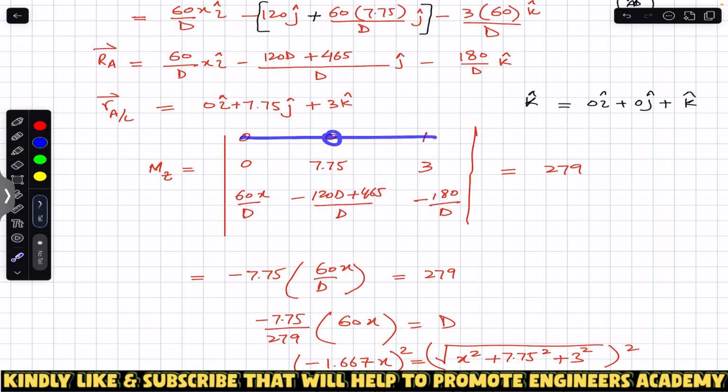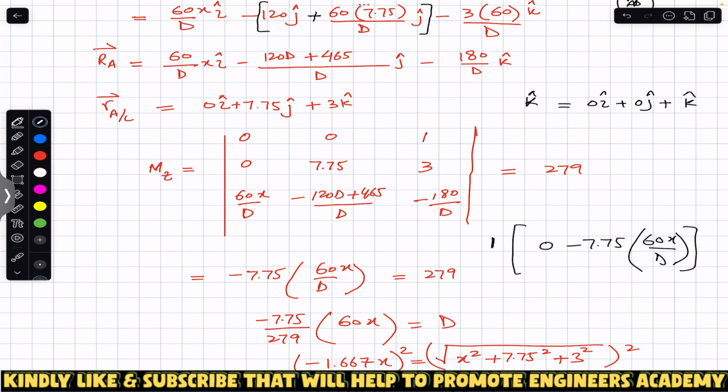Similarly for this, this minus this multiplied by 0 becomes 0. So we can only write the determinant for this one. We hide this row, and we are only left with 0 minus 7.75 into 60x divided by d, multiplied by 1. And this is equal to the magnitude of the moment about the z-axis, which is given as 279.